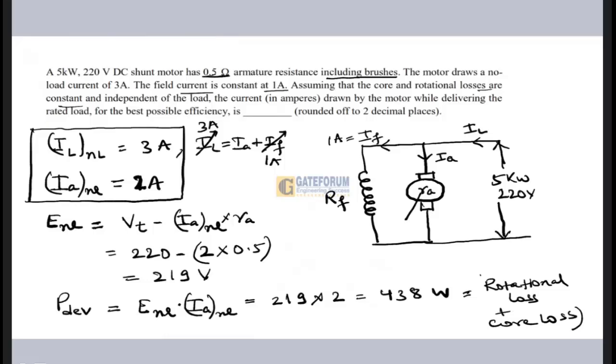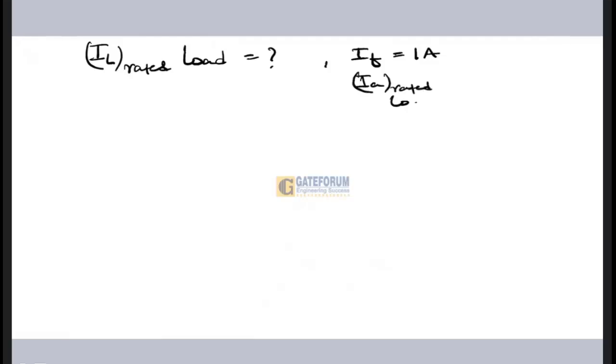Now they are asking, for the best possible efficiency, what is the current drawn by the motor? That is IL at rated load. I know that IF will remain constant, the shunt field current will remain 1 ampere. If I am able to find IA at rated load, then I will be able to find this particular part.